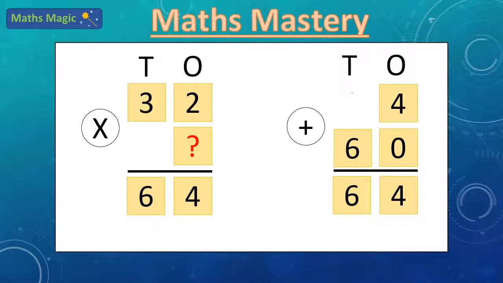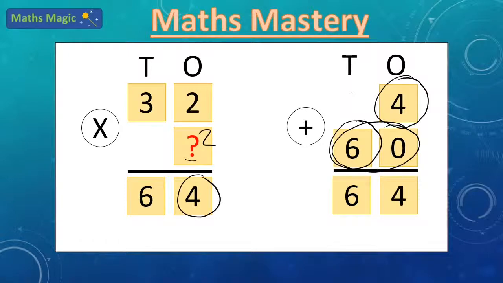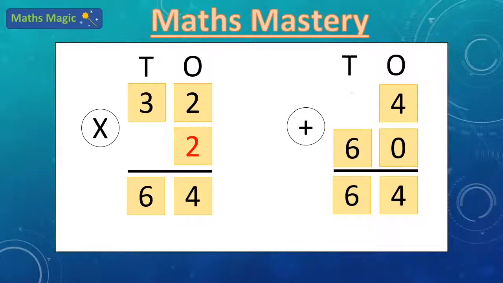So our question is 32 multiplied by something equals 64. And we have our answer, which is 64. We know that 2 multiplied by something is 4. We know that 3 multiplied by something is 6. And we know that 30 multiplied by something is 60. Therefore, I know that 2 multiplied by 2 equals 4. And I know that 2 multiplied by 3 equals 6, giving me a final answer of 64. Therefore our missing number is of course 2.